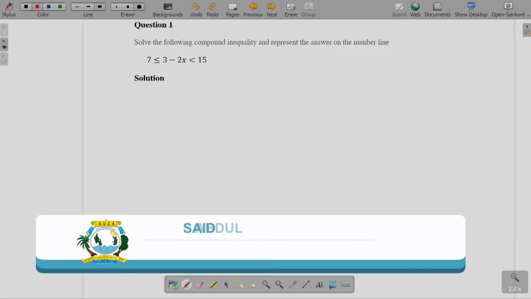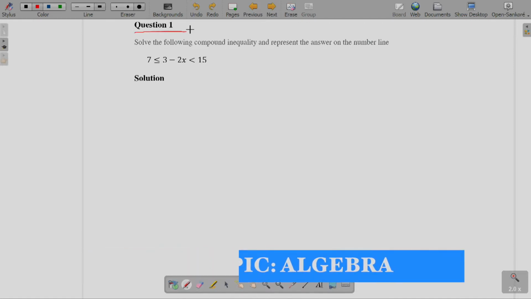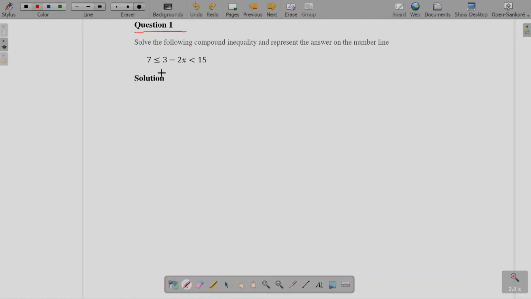Okay, so now let's solve this question, in which we are required to solve the following compound inequality and represent the answer on the number line. In order to solve this inequality, we should follow the following steps. So let's start with the first step.